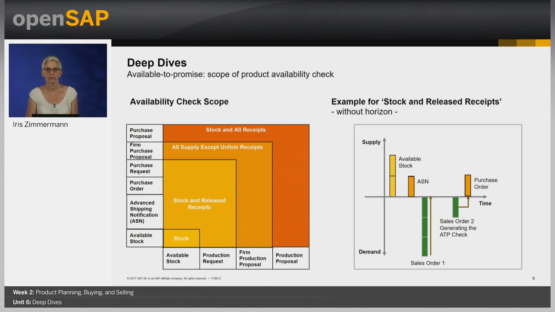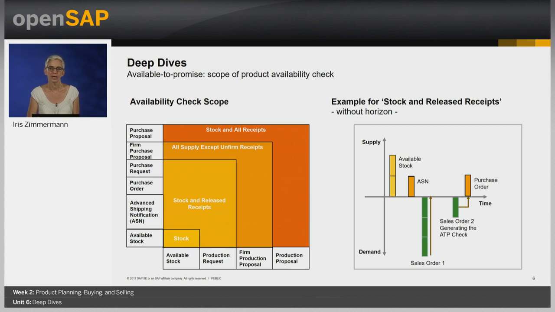Therefore, it might make sense to include stock and related receipts. This incorporates purchase requests, purchase orders, and ASNs on the external procurement side and production requests for in-house production. You can extend the check scope even more by adding the firm and unfirm purchase and production proposals. The outcome of the product availability check is a set of confirmed schedule lines and quantities, considering the restrictions that are derived from the delivery rules.